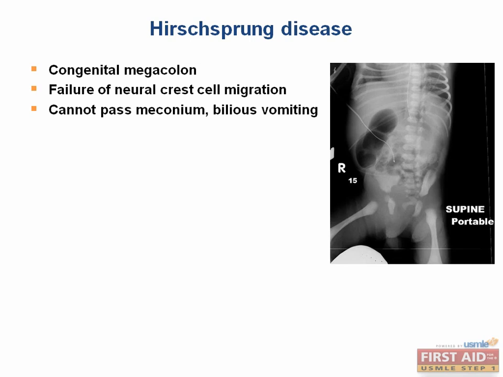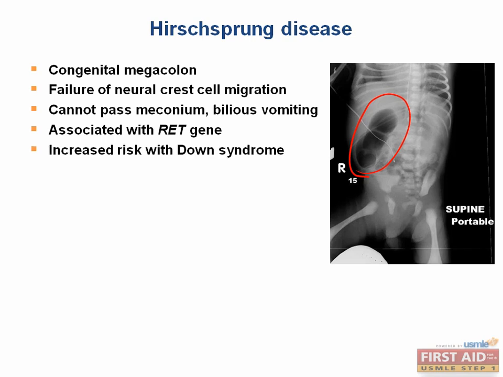Imaging shows a transition zone with dilated bowel proximal to the aganglionic segment and is diagnosed by performing a rectal biopsy and seeing an absence of ganglion cells. Note the dilated air-filled loops of the right colon, which you can see here. Surgical correction by removing the aganglionic section is the standard treatment. A related point is that risk for Hirschsprung is associated with the RET gene and is increased in patients with Down syndrome.